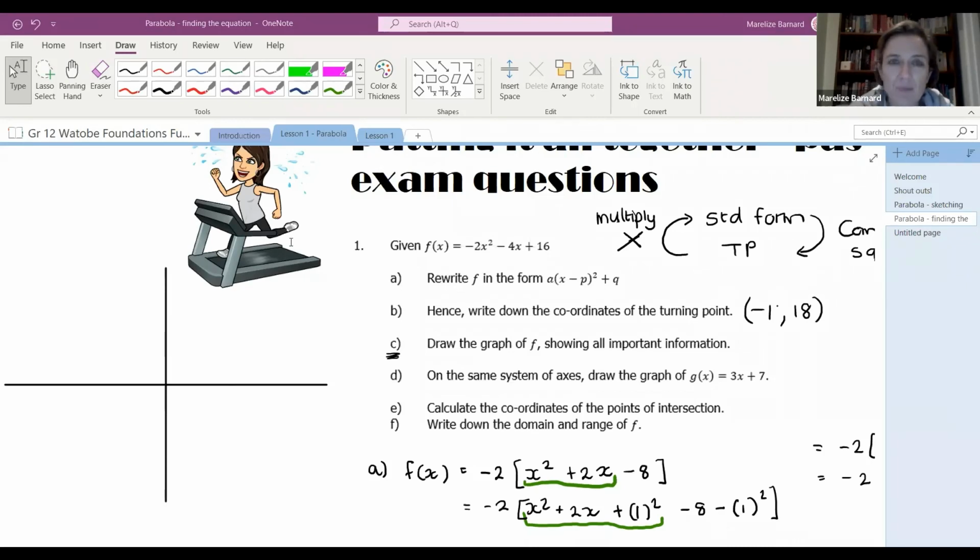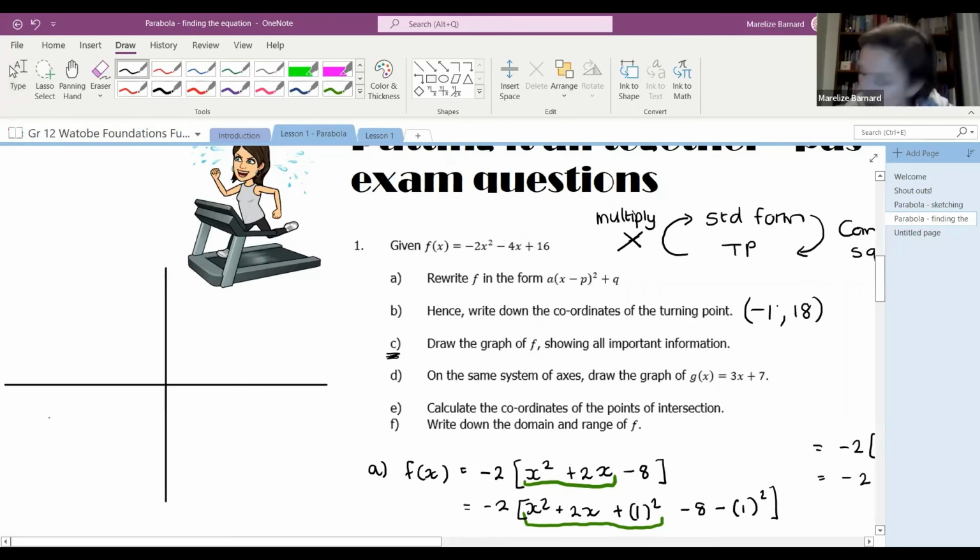And do we have a happy face or an unhappy face? It is definitely going to be an unhappy face. Unhappy, yes. And our turning point, we calculated as -1 and 18.